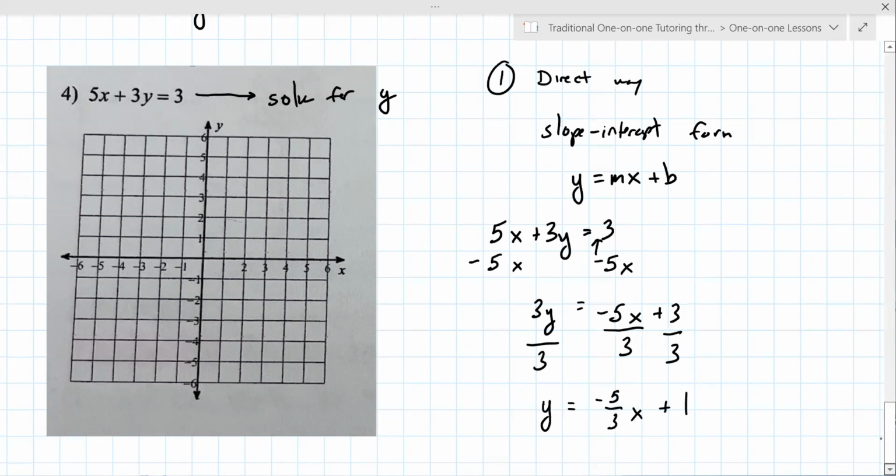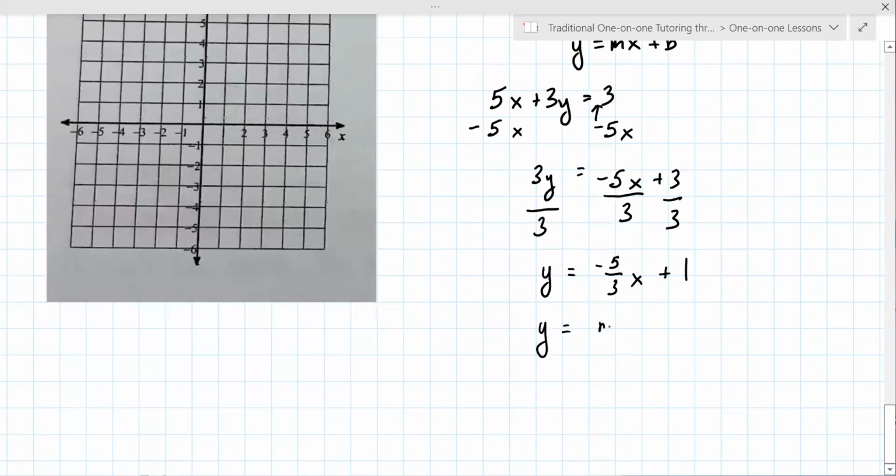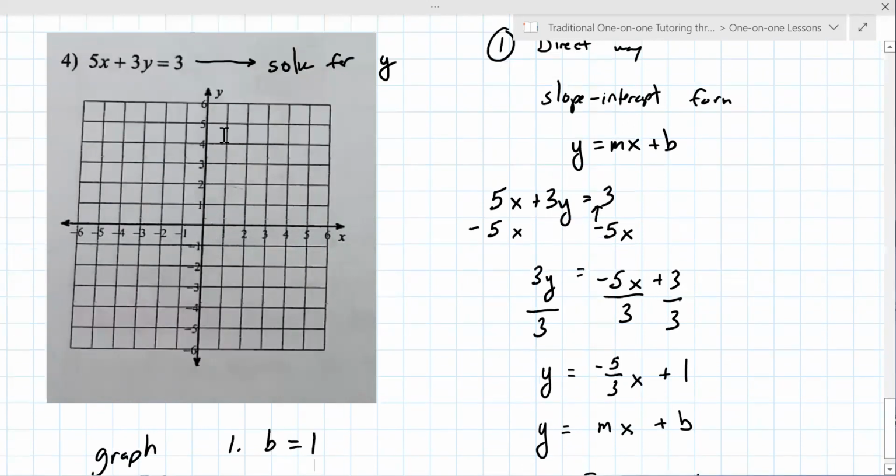Very important is that you see that this is now in what's called slope-intercept form. The -5/3 is the slope. That's correct. And what about the b value? 1. Great. So when you graph something in this form, you first graph the b value. That's along the y-axis here. So you graph that point 1 right there.